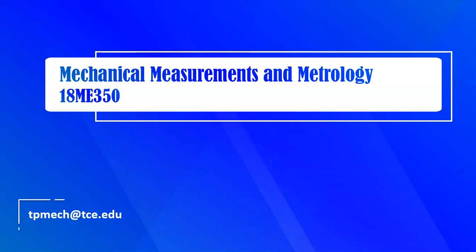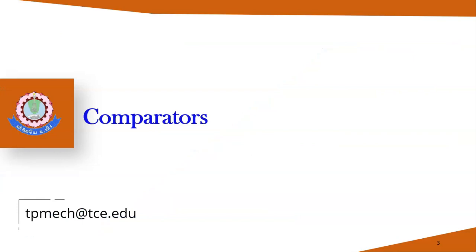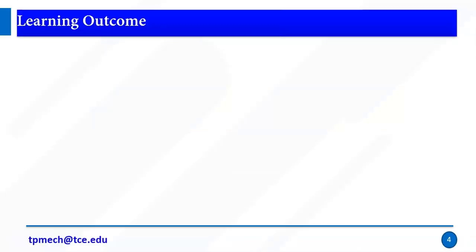Okay, right. So mechanical measurements and metrology. We are going to see the comparator as two sections. The first one, we are going to see what is meant by comparator, the need and characteristics, the mechanical types of comparator, and finally how a mechanical comparator works. The second section is the electronical comparator, pneumatic comparator, and then optical comparator.